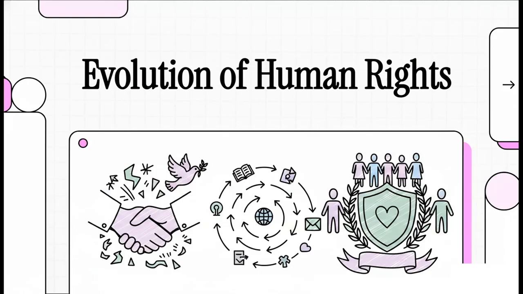Welcome to This Explainer. Today, we are going to look at a number that might completely change how you view global politics. You know, we so often hear about international conflict and the massive failures of global cooperation, but right now, we're going to look at the other side of that coin. We're going to dive into the fascinating, sometimes turbulent, but ultimately revolutionary evolution of international human rights.